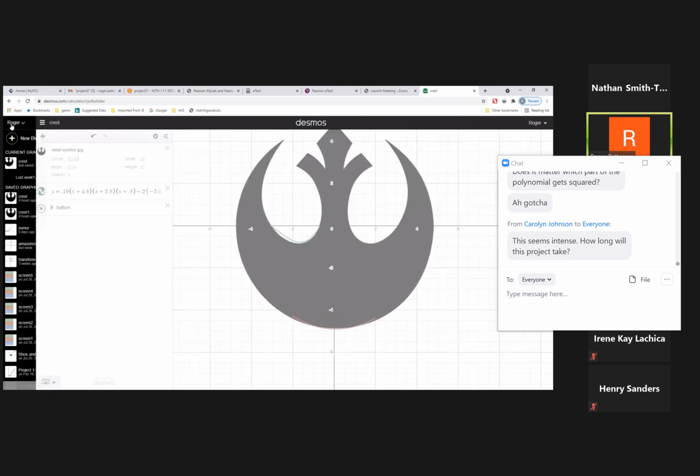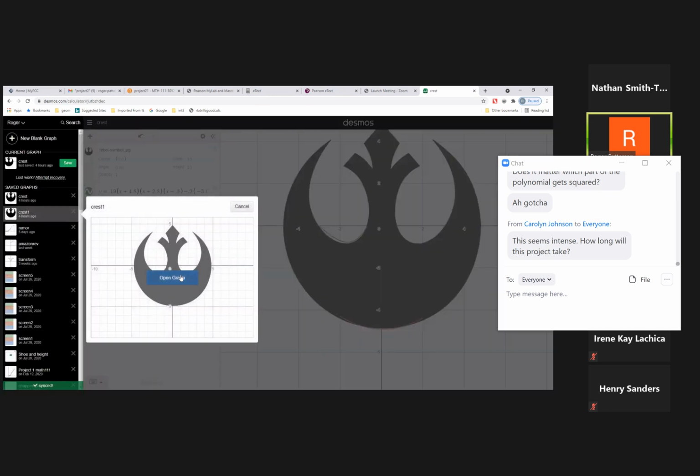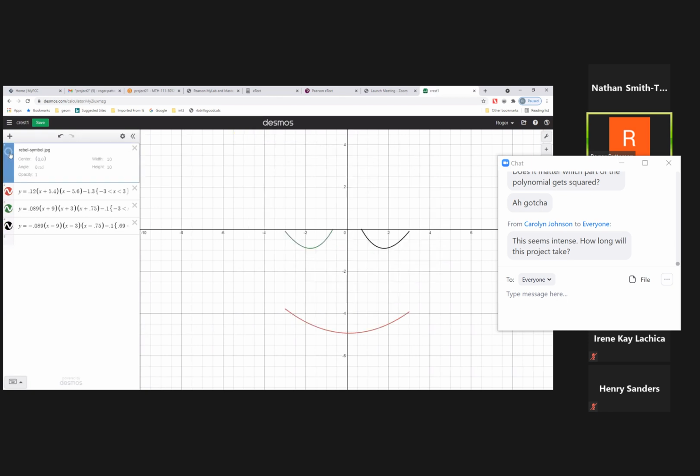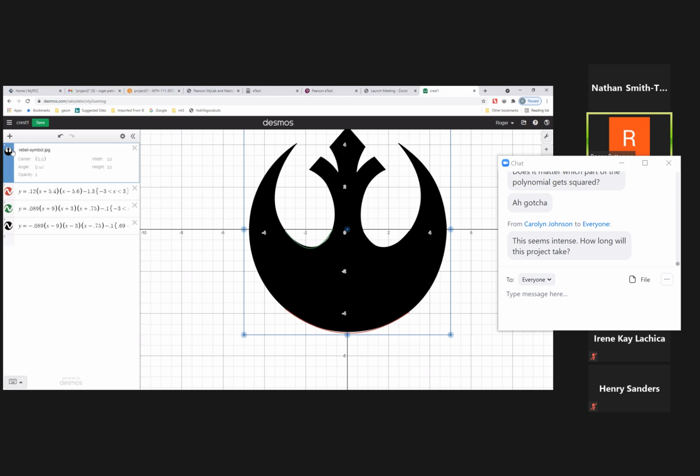I think I have a Crest 1 I worked on. Here's the functions that I came up with. Okay, so let me show you what I did so far. There's that. Okay, so that's not bad. I got it to fit pretty well. I just had to play with it a little bit. I mean, basically, that's what you got to do.